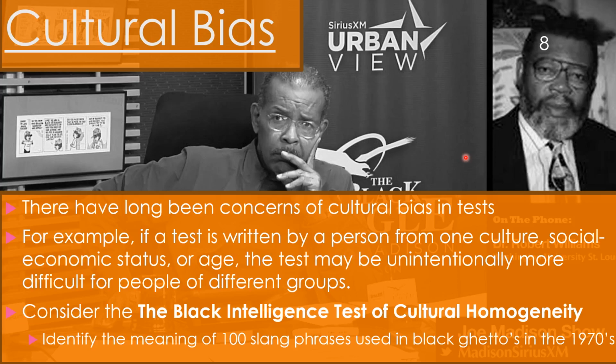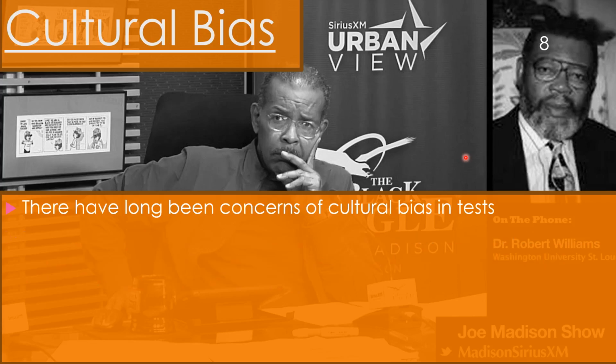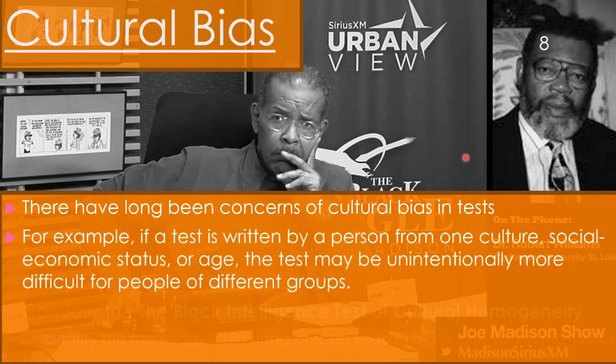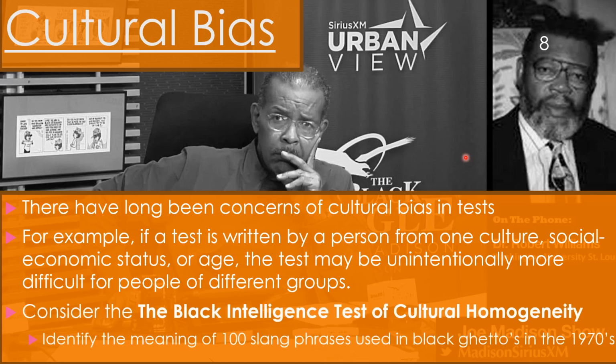To demonstrate this point, this gentleman here, his name was Dr. Robert Williams. Sorry, I don't remember his name. He developed a test called the Black Intelligence Test of Cultural Homogeneity. It's got a funny acronym if you put that together on your own. And the idea was that it would be a test of intelligence for young black children who lived and grew up in ghettos. The way it worked is that those children, or really anyone taking the test, would have to identify the meanings of 100 slang phrases used in black ghettos in the 1970s.